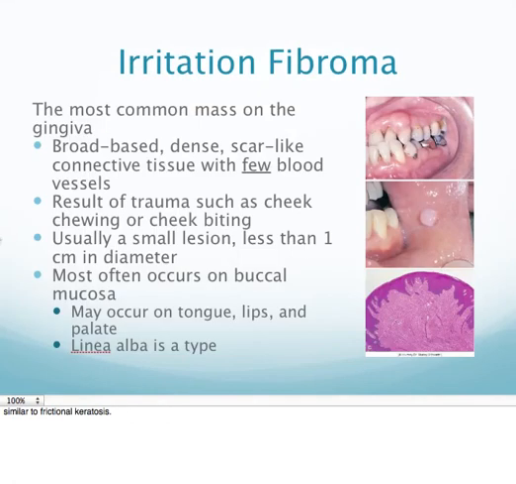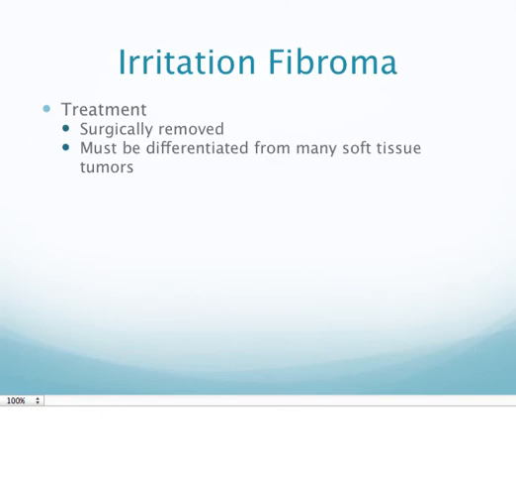Okay, irritation fibroma. This is the most common mass seen on the gingiva. It's broad-based, dense, scar-like connective tissue with few blood vessels, and it results from trauma such as cheek chewing or cheek biting. It's usually small, and it most often occurs on buccal mucosa, but it can also be seen on the tongue, lips, and palate. Linea alba is also a type of this. So again, irritation fibroma. Very, very similar to frictional keratosis, except it's a broad-based lesion. And for this, you also need to surgically remove it.